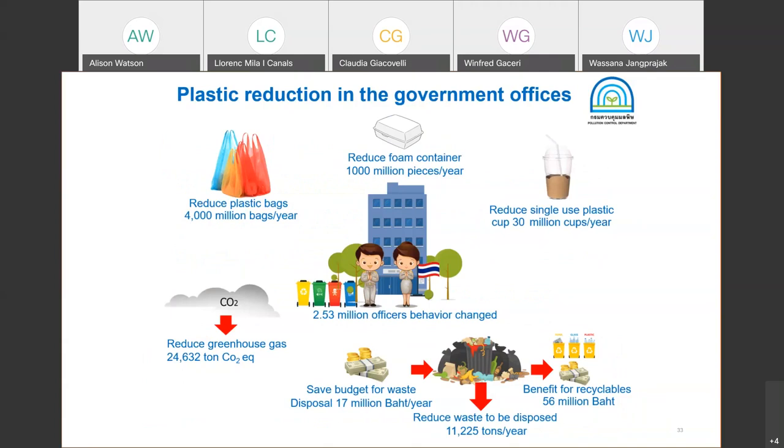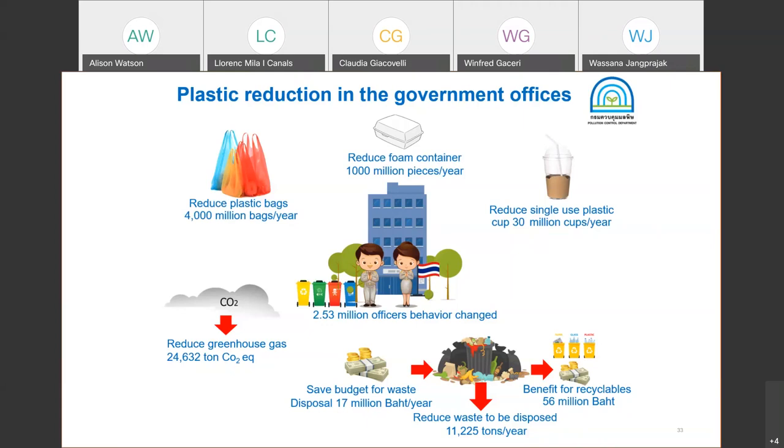This is the best practice for plastic reduction in the government office. We launched the program, and now we reduce foam containers by more than 1,000 million pieces per year. And we reduce plastic bags by 4,000 million bags per year, and single-use plastic cups by 40 million cups per year.